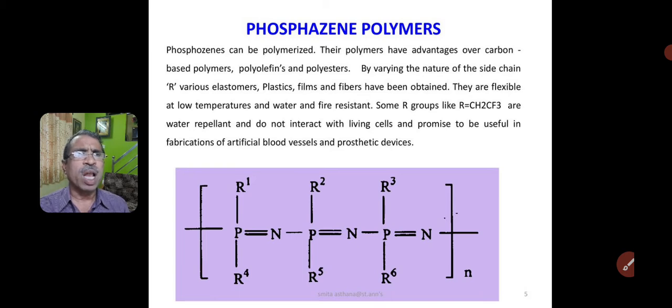Some R groups like the ethyl group are water repellent and do not interact with living cells and promise to be useful in fabrication of artificial blood vessels and prosthetic devices. That's why these phosphazene polymers are prepared like tubes and introduced into the human body.